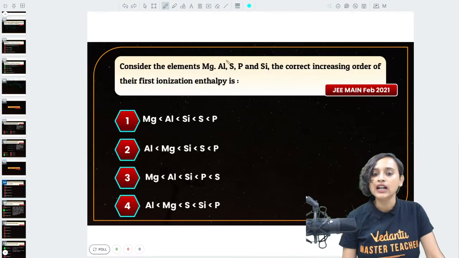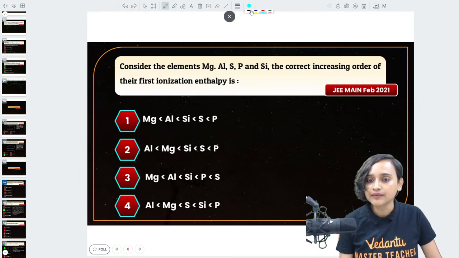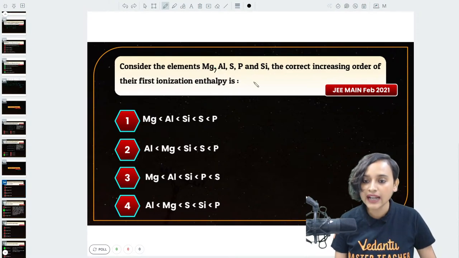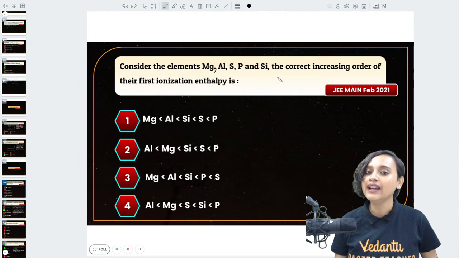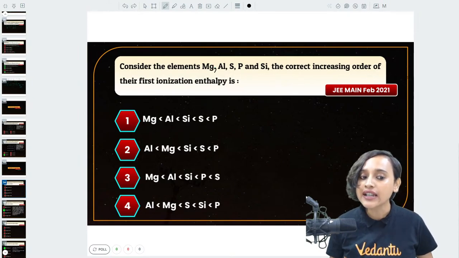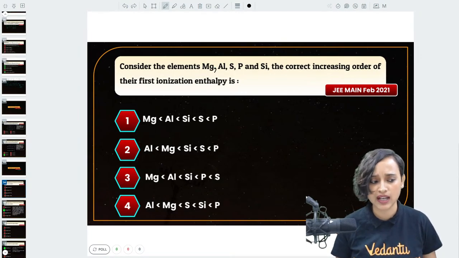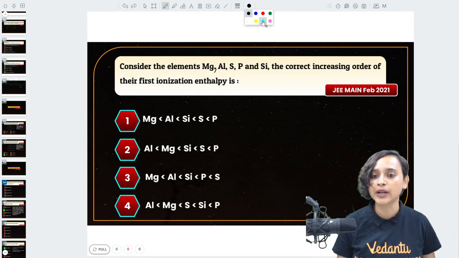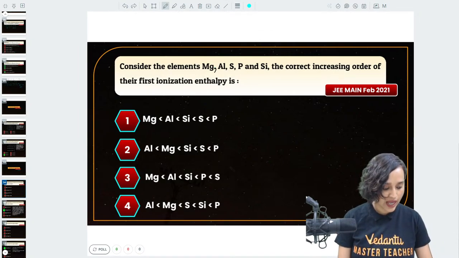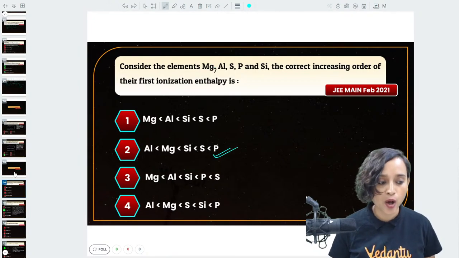Our next question is, my dear students, consider the elements Mg, Al, S, P, and Si. Okay, that means magnesium, aluminium, sulfur, P and Si, silicon. The correct increasing order of their first ionization enthalpy is, this is so simple, guys. So simple. Can somebody tell me? Of course, the correct answer is option 2.